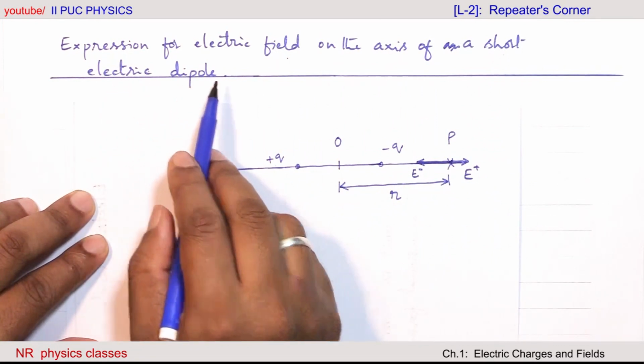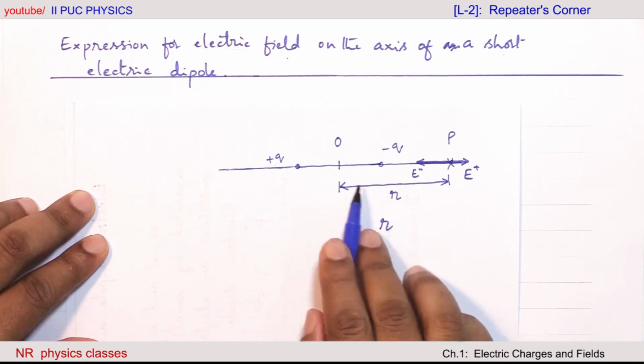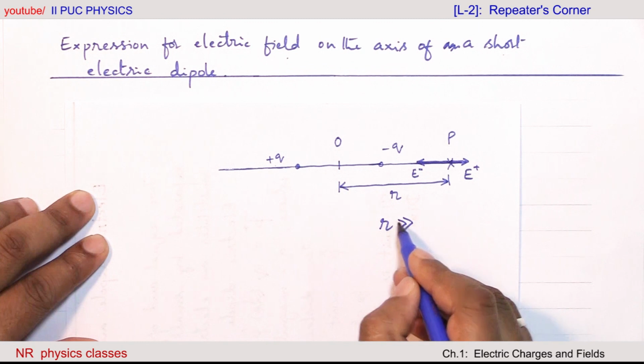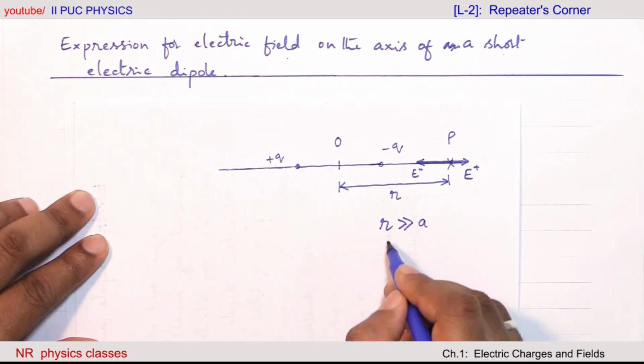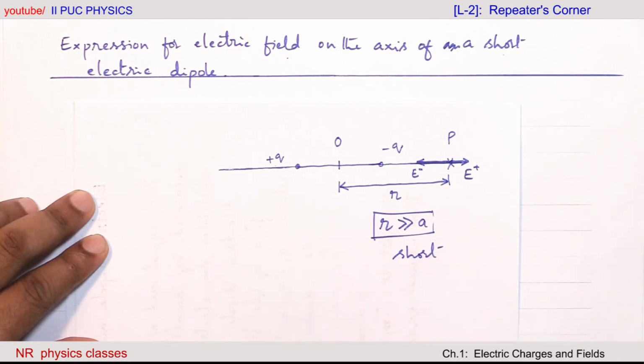The resultant of these two electric fields is the electric field on the axis due to a short electric dipole. Short electric dipole means this distance r from the center to the point P should be very much greater than the dimensions of the dipole, that is a. If this condition is used, then it is called a short electric dipole.